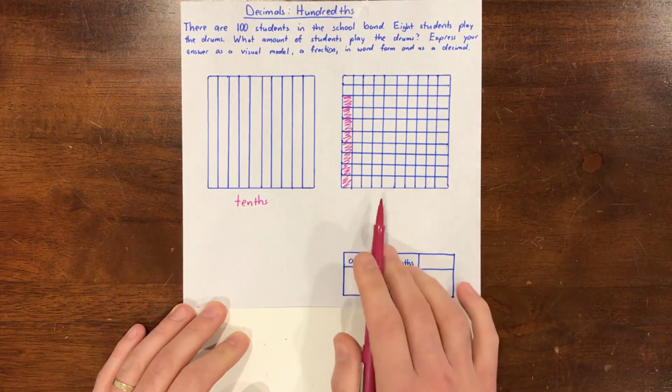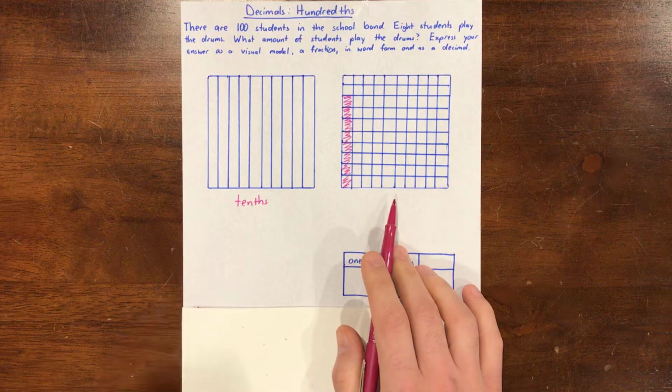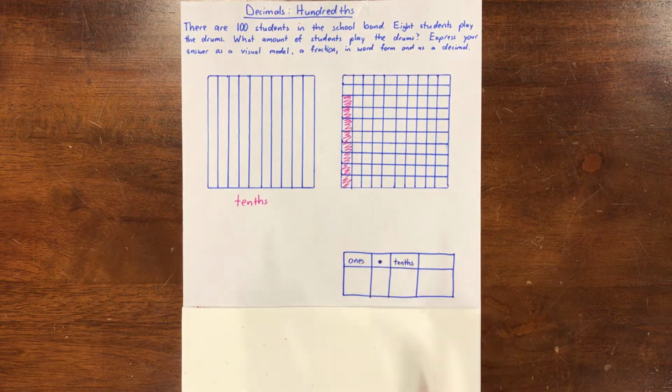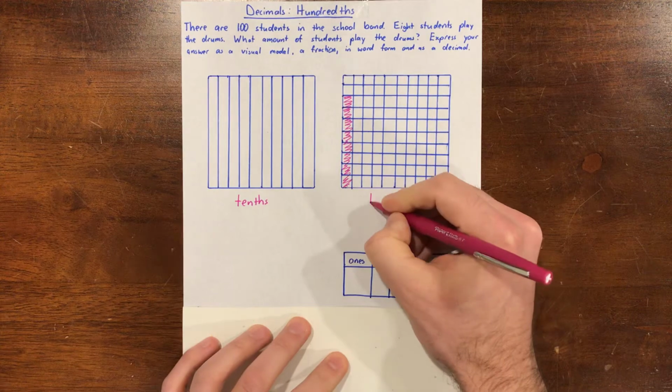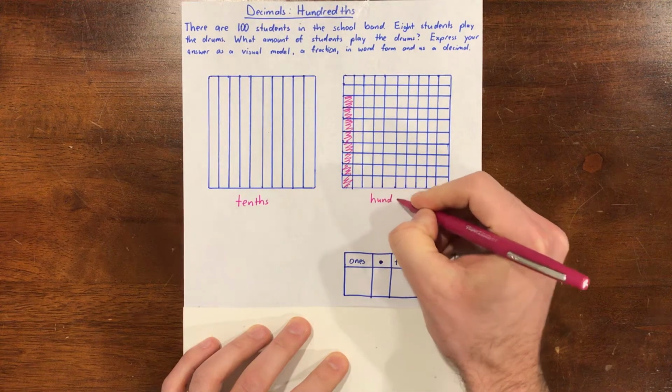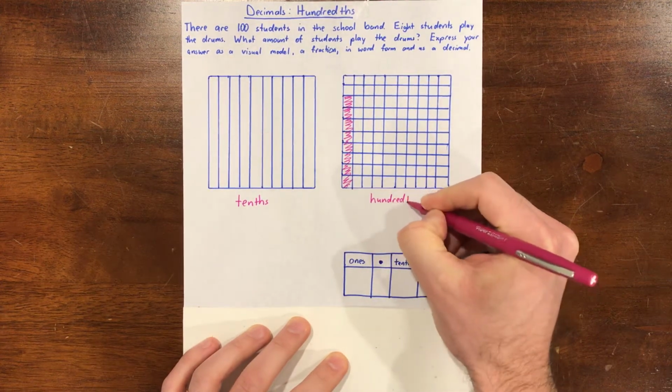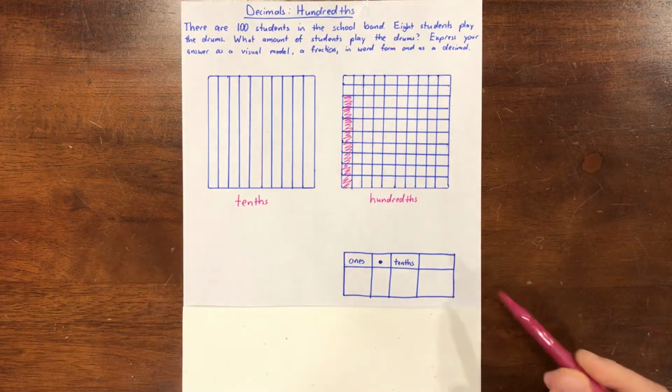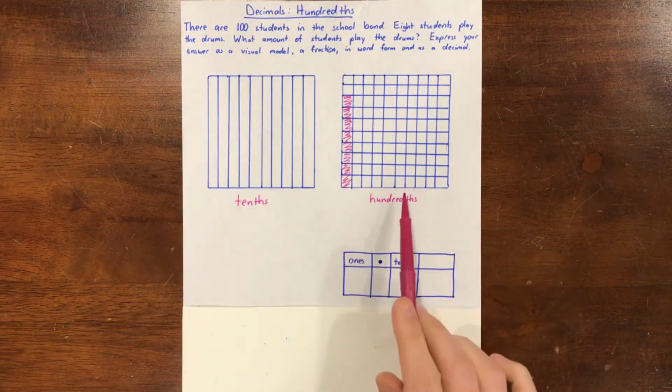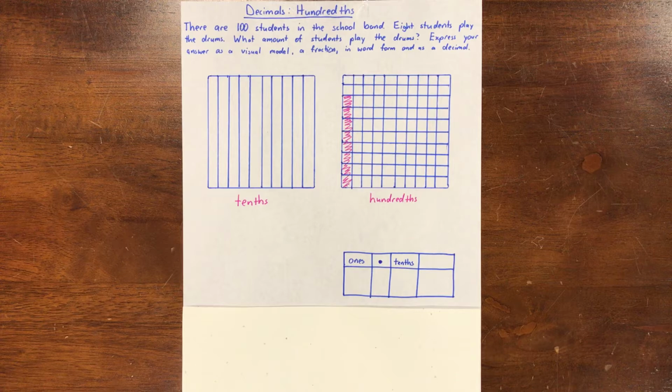Okay, so what do you think we would call each one of these parts and why? Say it out loud. Yeah, we would call them hundredths, because there are 100 equal parts in one whole. Okay, how do you think we would write this amount, 8 hundredths, as a fraction? Say it out loud.